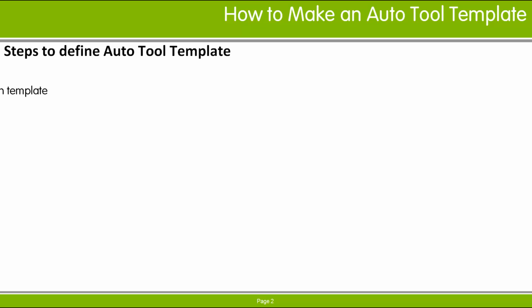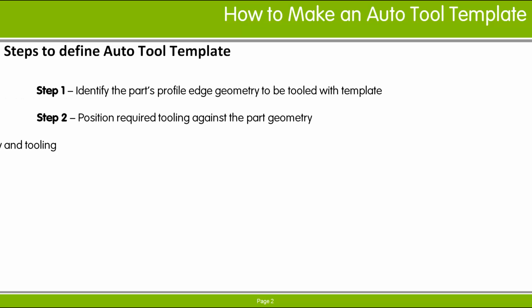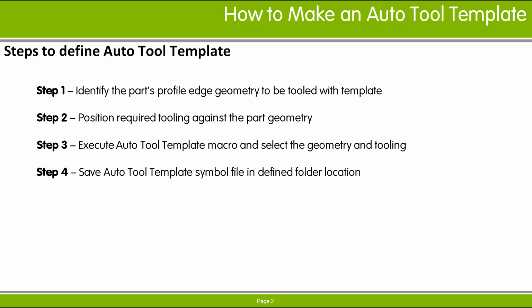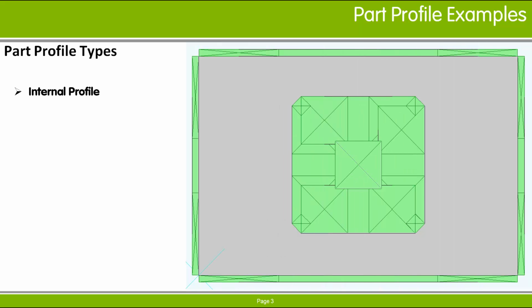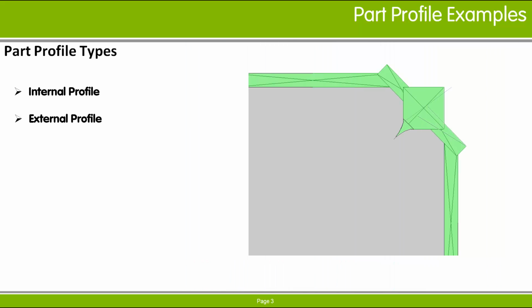There are just a few steps to creating an Autotool template, starting with determining the part feature that needs an Autotool template, then just place the preferred tooling on the part geometry, run the Autotool template macro, and save the template. Autotool templates support both internal and external profile geometry. Let's walk through creating one of each.